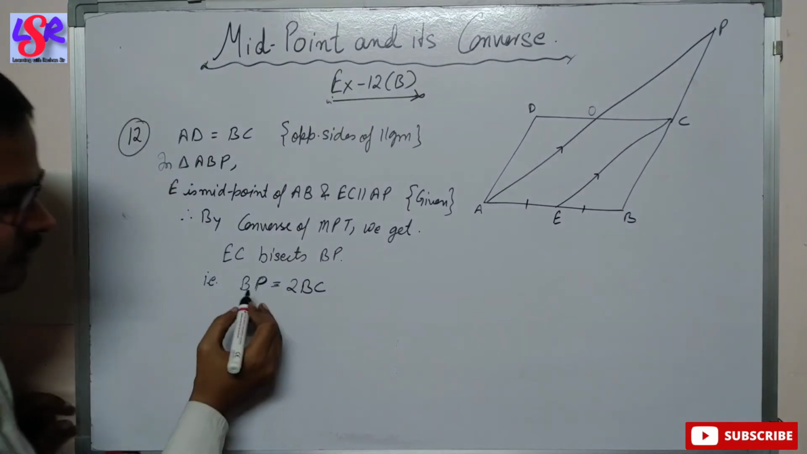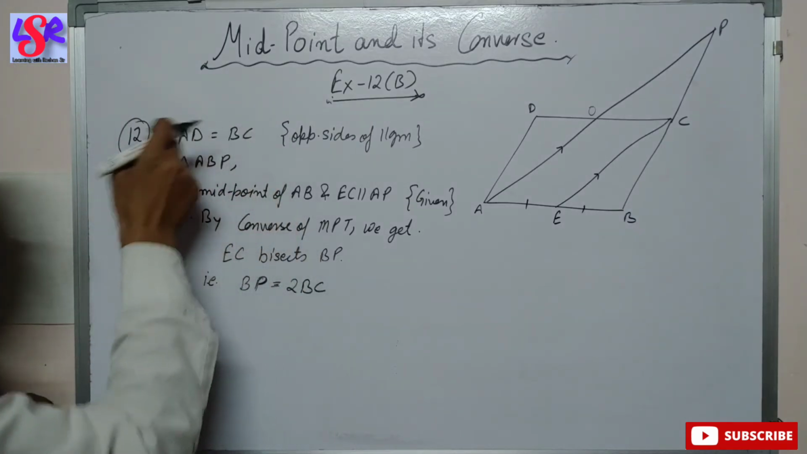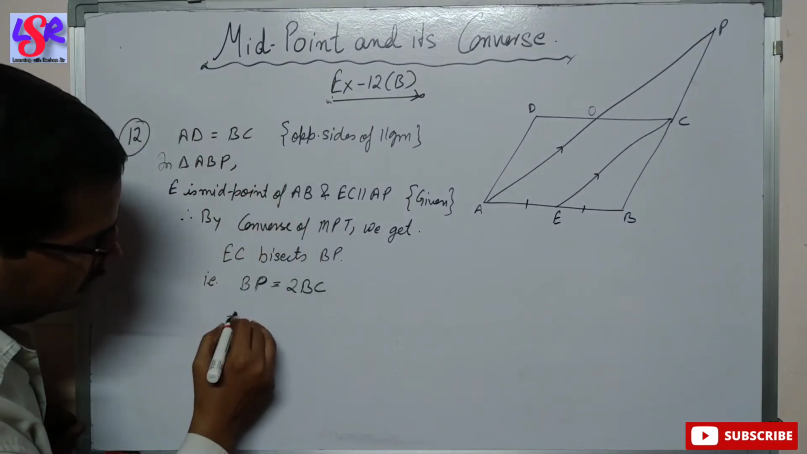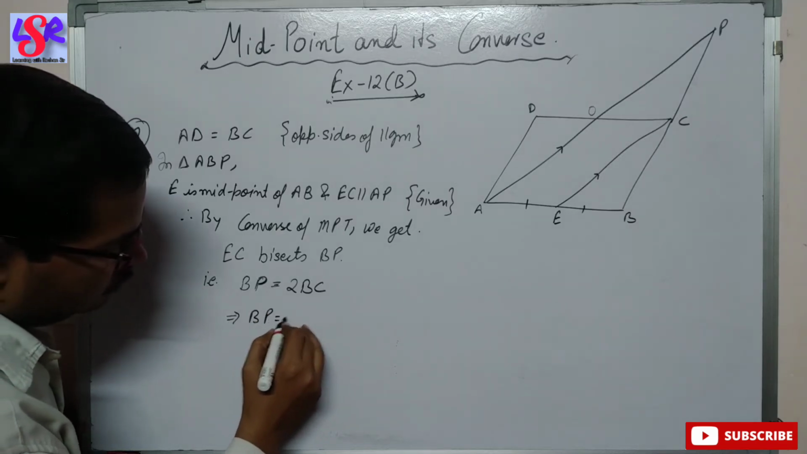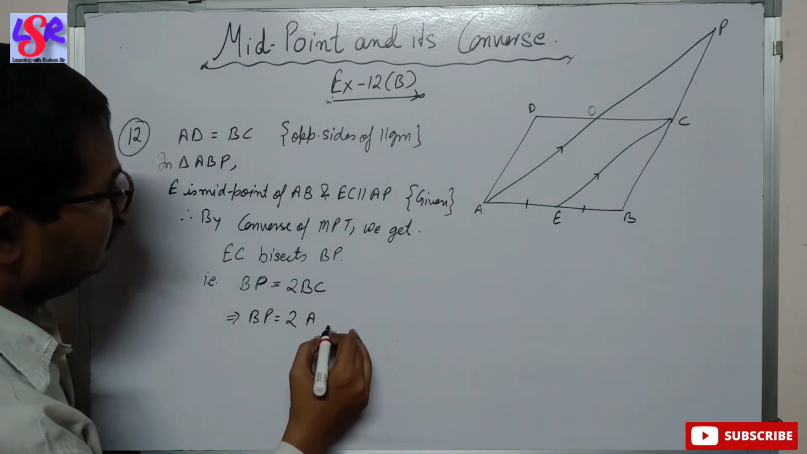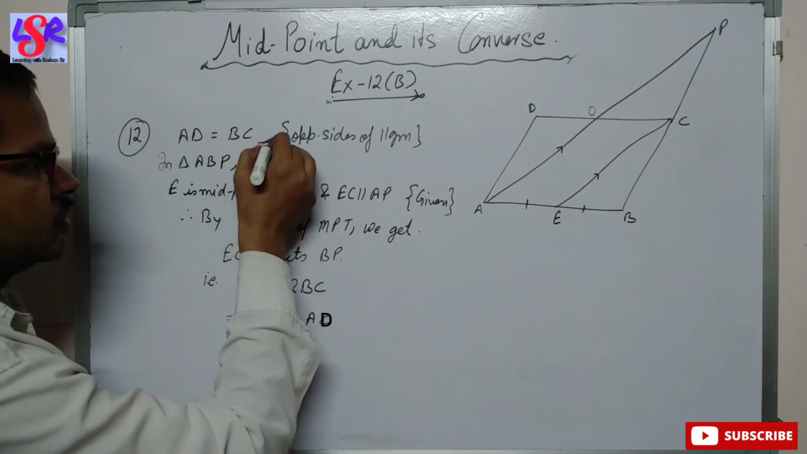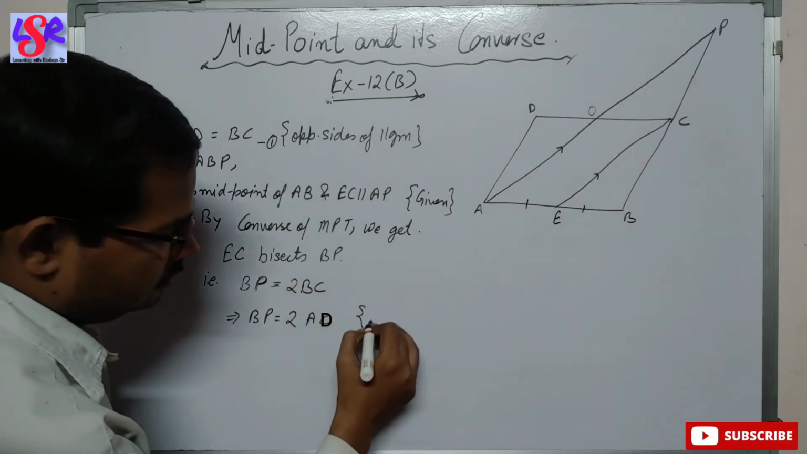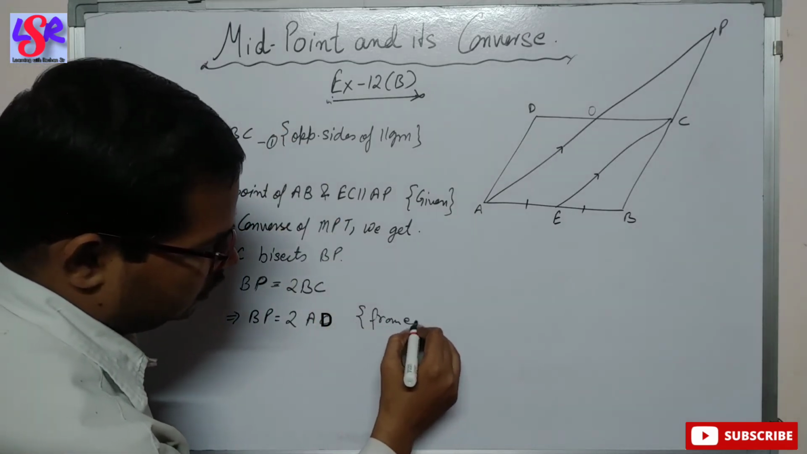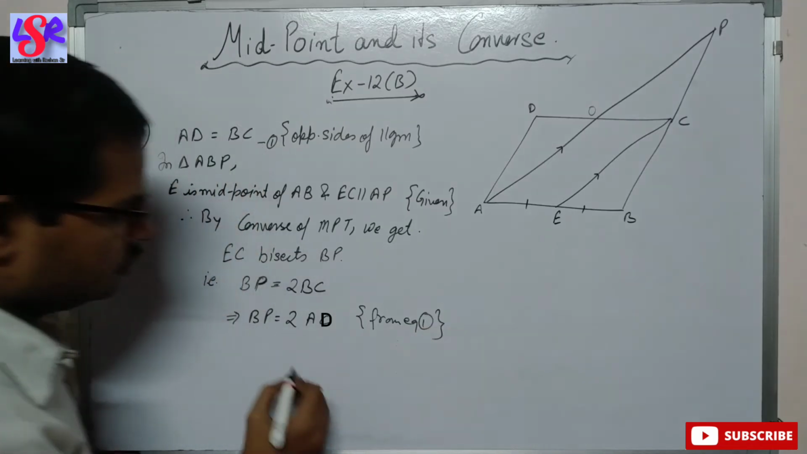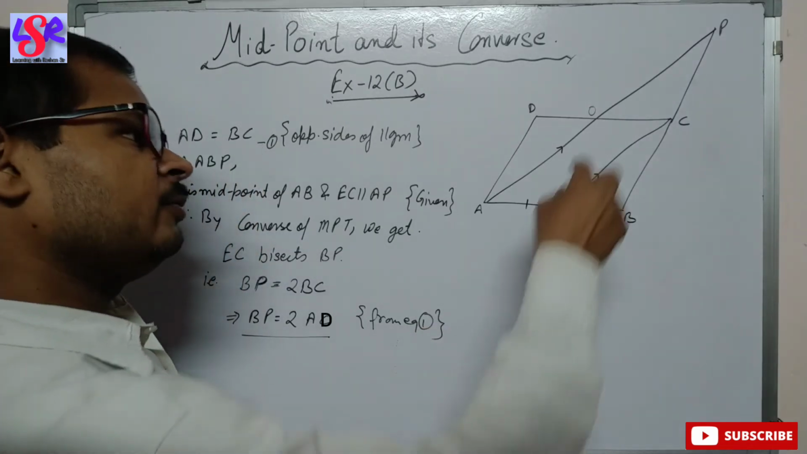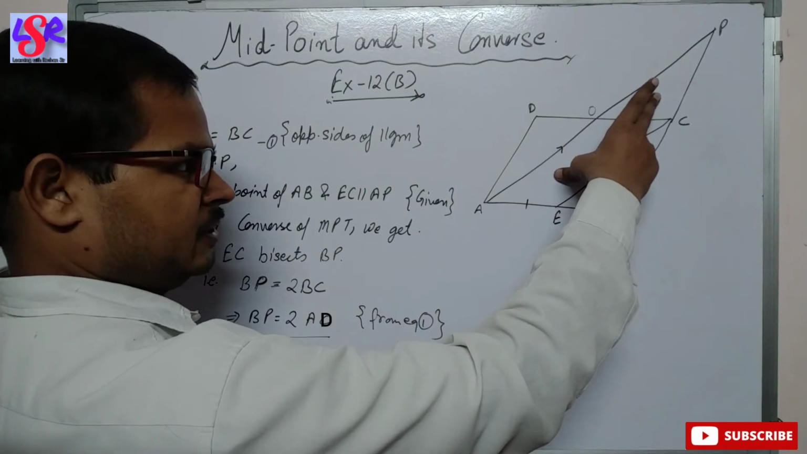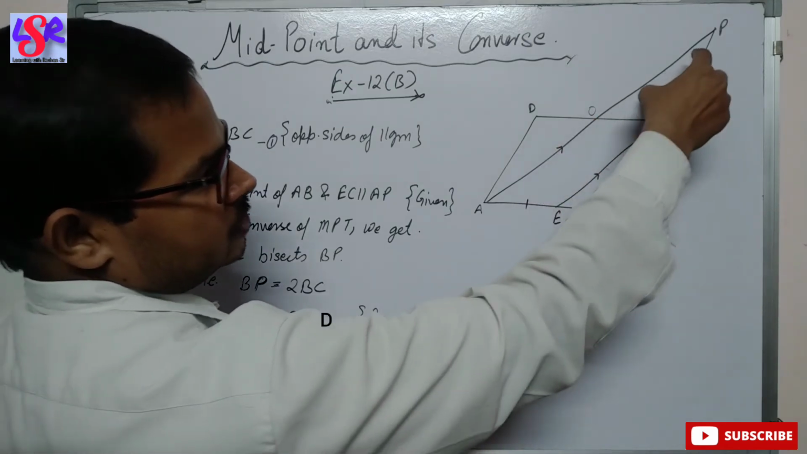Now as BP is twice of BC and BC is equal to AD, so here we can write this as BP equals twice of AD. If we take this as equation number 1, so we have to mention from equation 1. So this is our first part done. Then we have to prove this O is a midpoint of AP, that is, we have to prove this AO equals to PO.